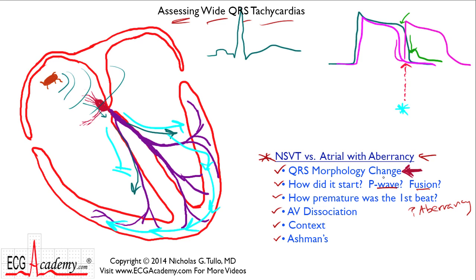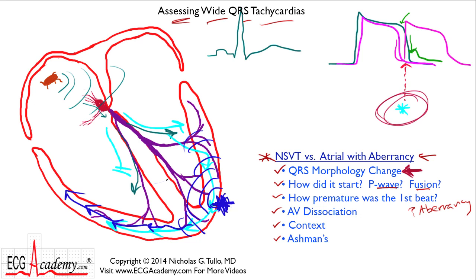But the point is the QRS complex changes when you have some kind of aberrant conduction, and it also changes if the beat arises from the ventricle. If you have a focus down here that starts firing, the signal may get to one side of the heart very quickly, but then have to travel through slow intramyocardial pathways to get to the other side. And that's why ventricular arrhythmias are usually associated with a very wide QRS complex.